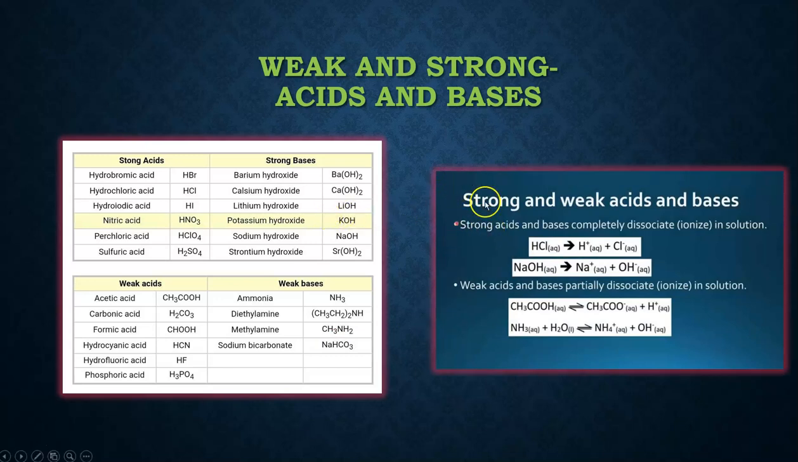Now what is the difference between a strong acid, a weak acid and a weak base? Strong acids are completely dissociated into ions when dropped into an aqueous solution. For example, HCl in aqueous solution will get completely dissociated into H plus ion and chlorine ion. And we know that acids are proton donors, that is H plus donors.